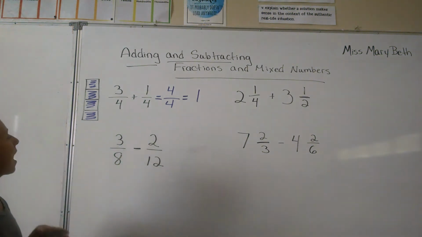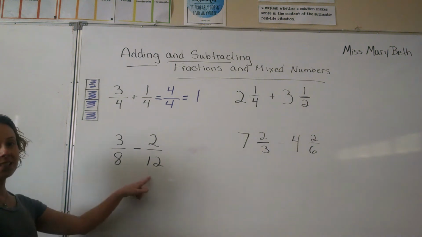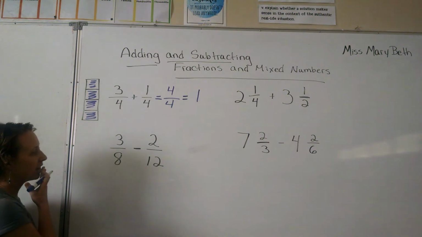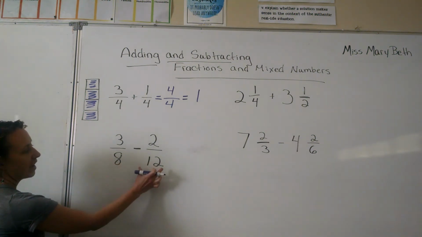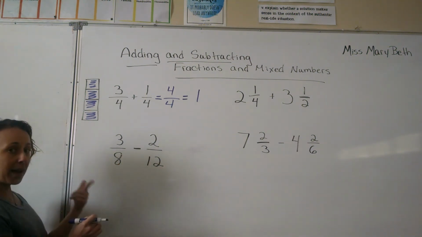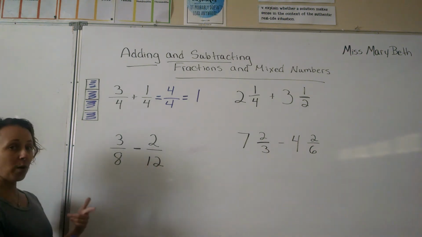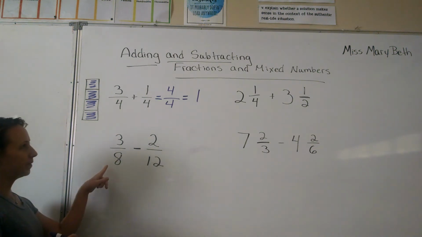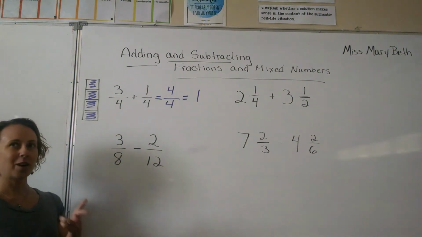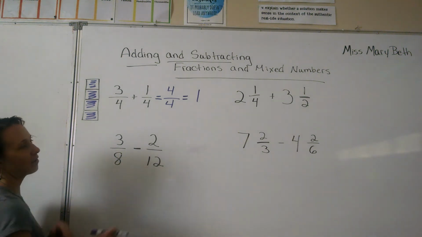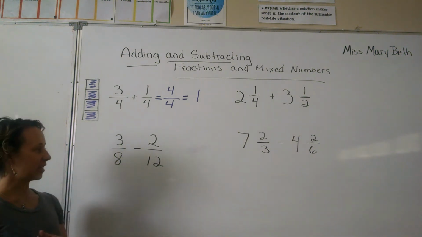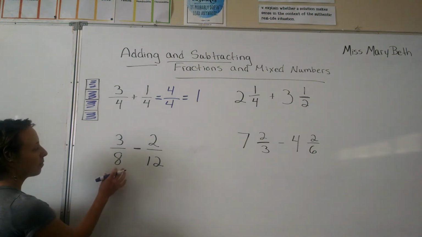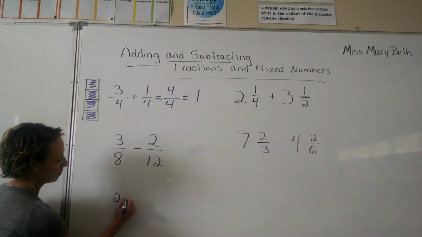Here's what I need to do. I need to think about cutting my pieces into the same size. To do that, I want to think, is there a way that I can count by 8s or count by 12s and end up with the same number? So 8, 16, 24, 32. 12, 24, 36. Wait a second. I could split these both up into 24th pieces.